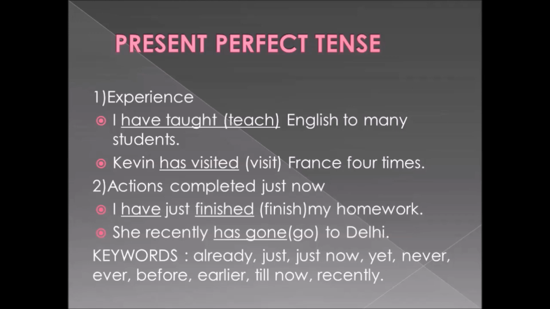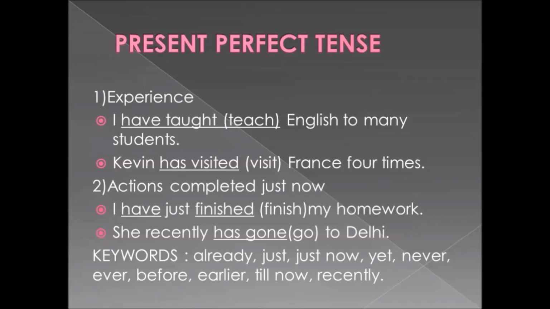For example, I have taught English to many students. In this sentence, we are explaining the experience of teaching English. Since your subject is I, you have to use have plus V3. That is, the V1 form of the verb is teach, V3 form of teach is taught. So I have taught English to many students.